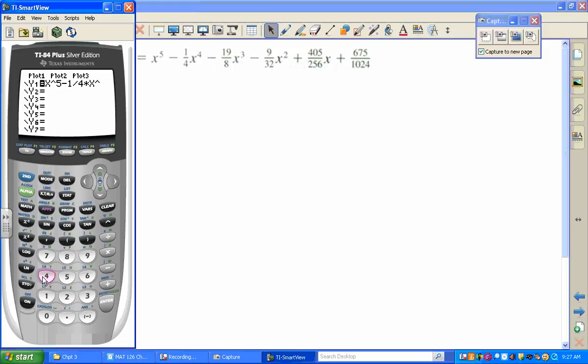Times x to the 4th. Oh my, yes. You're not doing that? I am right now. Good. Minus 19 divided by 8 times x cubed. Minus 9 divided by 32 times x squared plus 405 divided by 256 times x plus, holy cow, 675 divided by 1024.